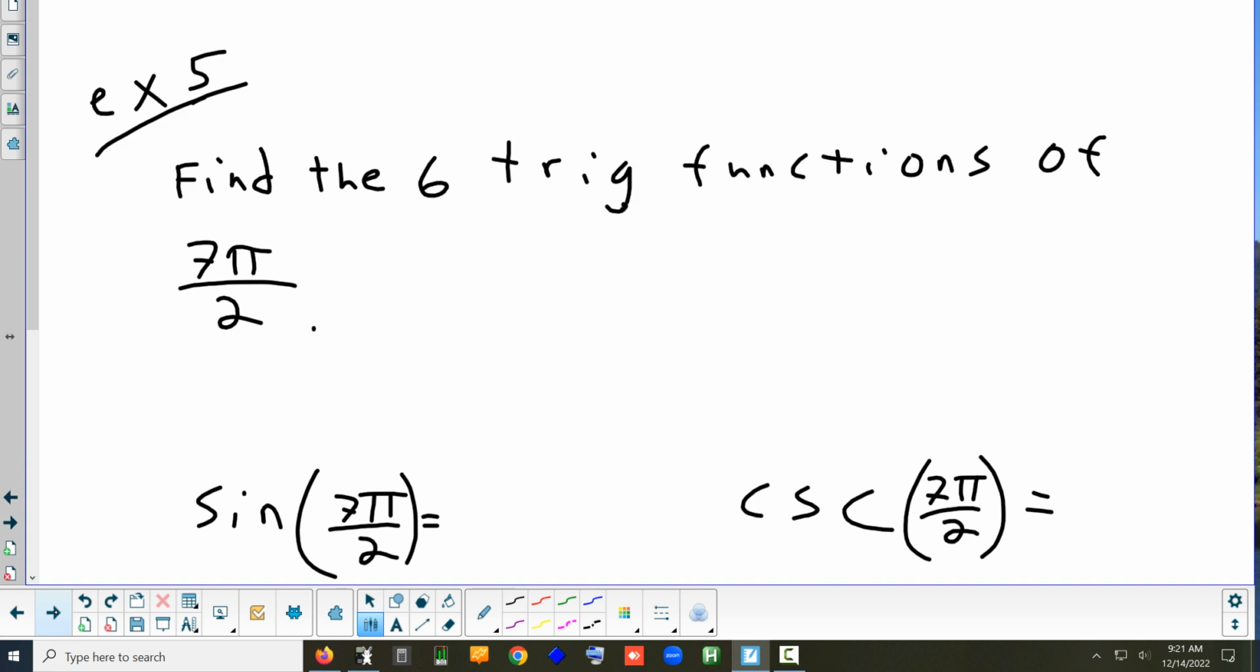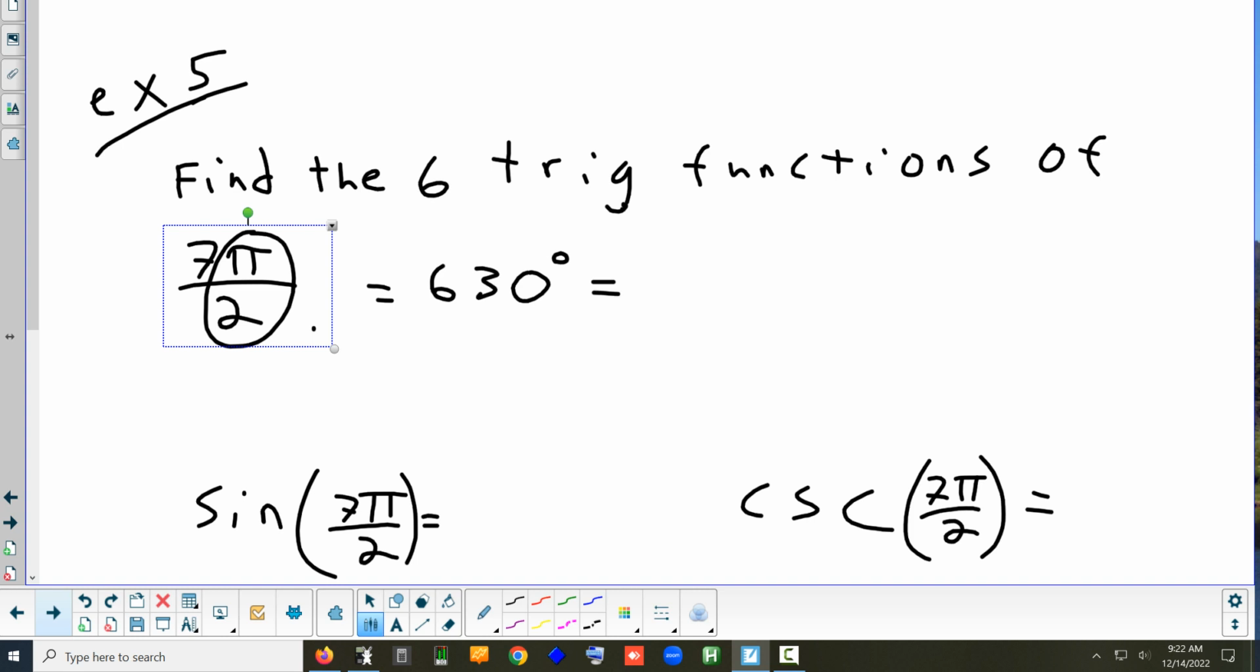All right, let's try this one. Find the 6 trig functions of 7 pi over 2. Well, what I do with a problem like this is I look at the pi over 2. We just did pi. Forget about the 7 for a second. This is half of pi. So what's pi over 2 in degrees? 90 times 7. So what's 90 times 7? Yep. 630 degrees. That's 630 degrees.